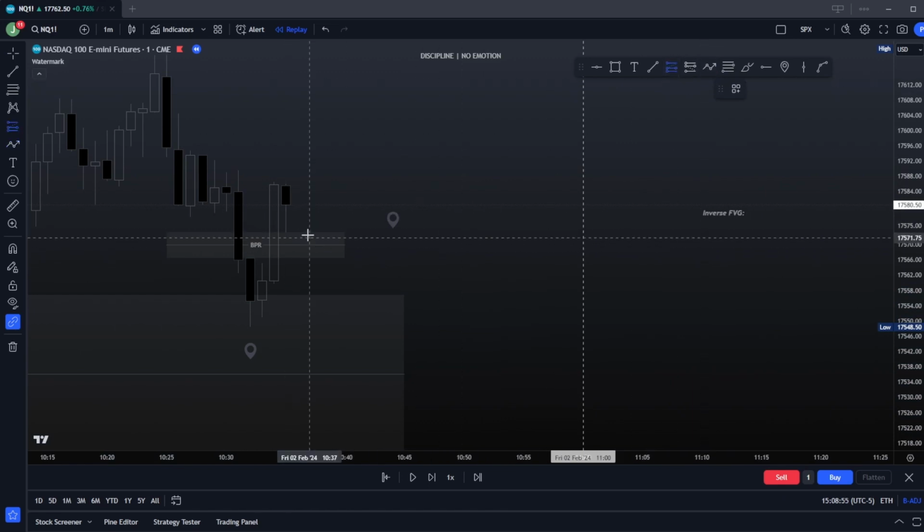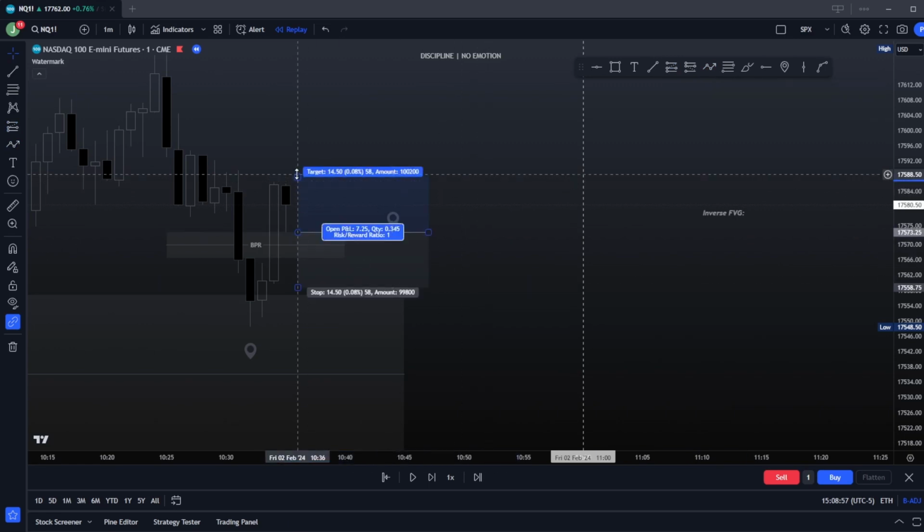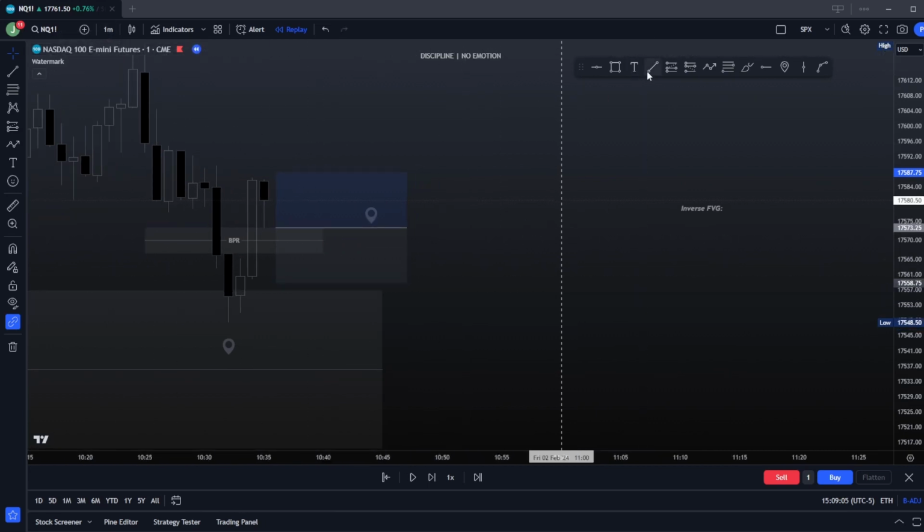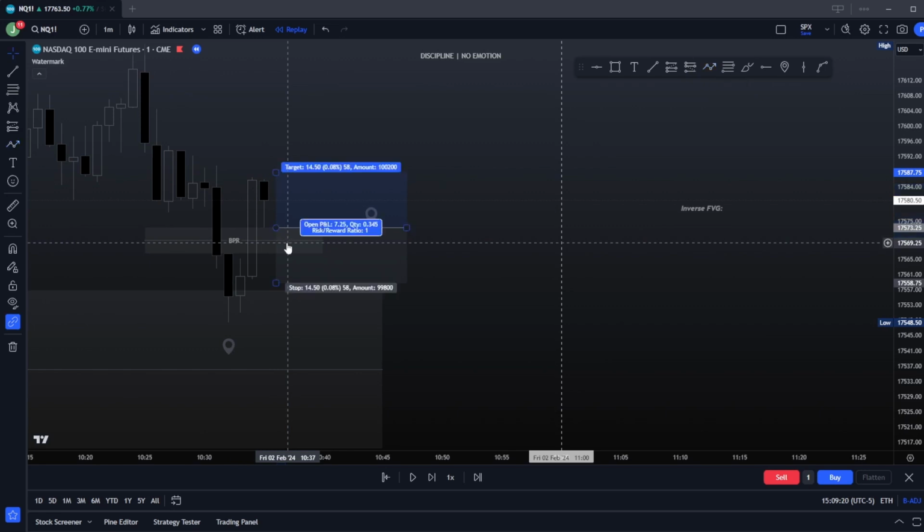We're looking for an entry off of here. Now these can be dangerous on a lower time frame because if the reaction is strong enough and it is pushing for a higher time frame move, price may not retrace all the way back in. Yes, that is a desired entry zone.